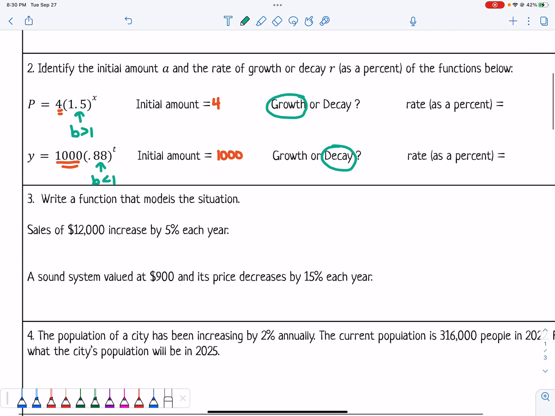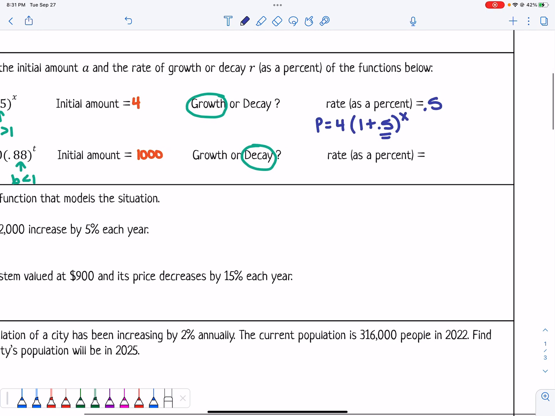And then it wants us to pick out the rate. So for that part, it might be helpful to rewrite the function to see the rate. So you can write p equals 4. And then instead of 1.5, it's growth. So it would help to write 1 plus 0.5. And then you can see the rate of growth is right there. It's the 0.5. But then to change it back to a percent, you need to multiply it by 100 or move the decimal over 2 places to the right. All right, so that would be 50%.